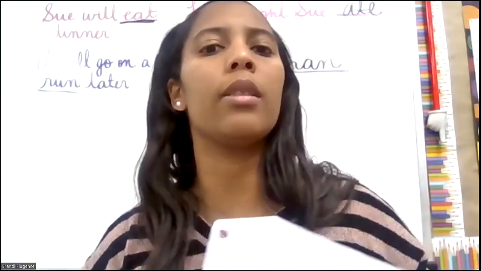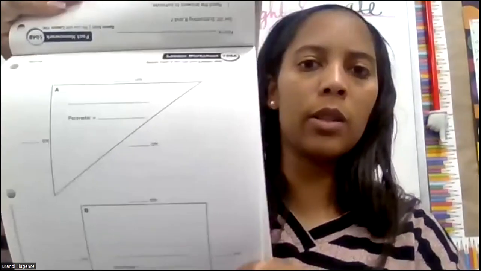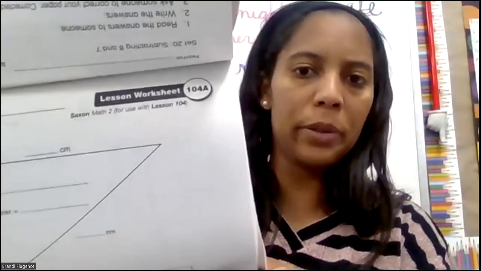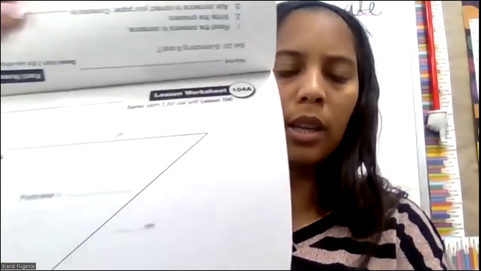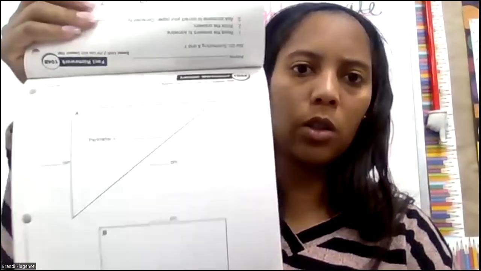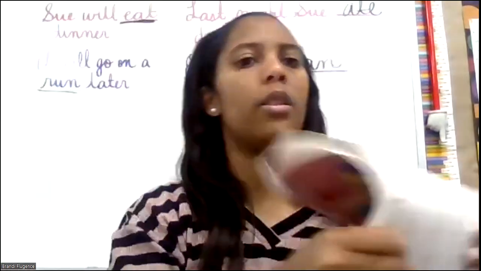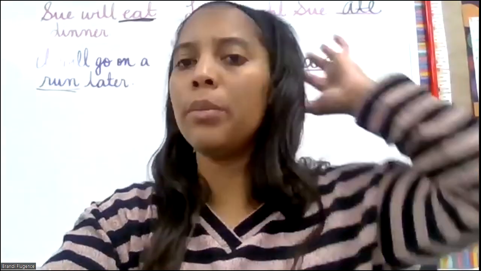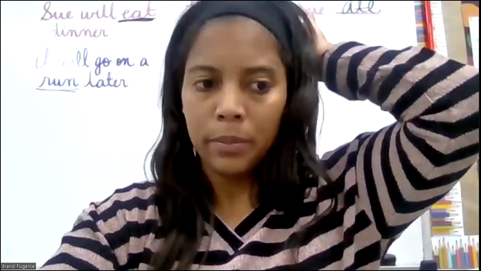Sit down. I can't see. Sit down. Page 104. This is what it looks like. Lesson worksheet 104A. Find this page. Lesson worksheet 104. You'll need a ruler as well, guys. Online, if y'all don't have your ruler, you'll need your ruler today.